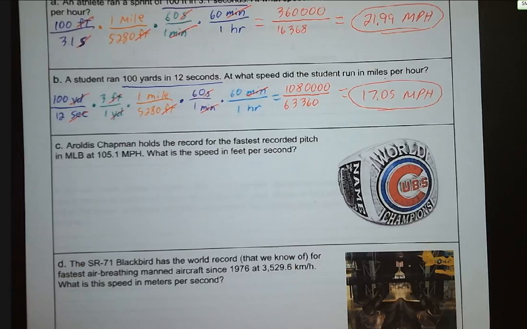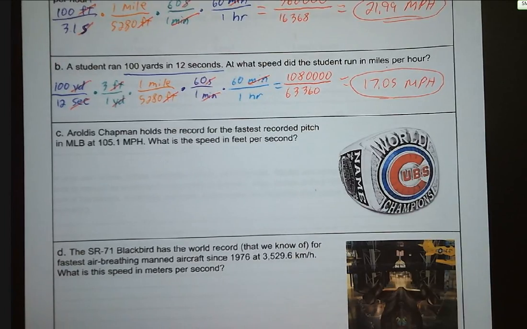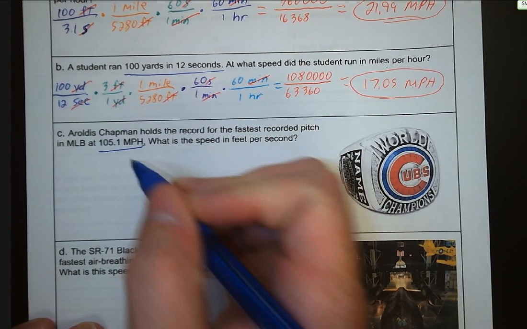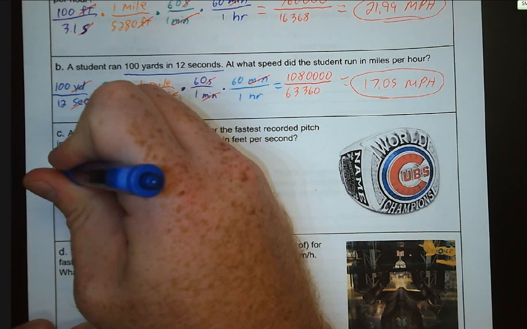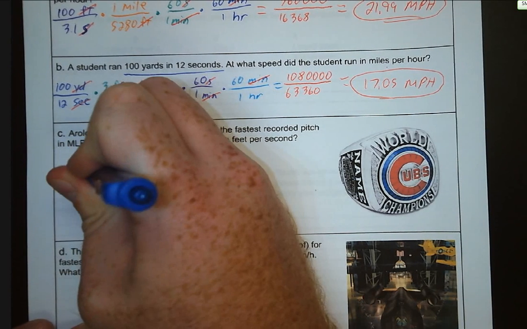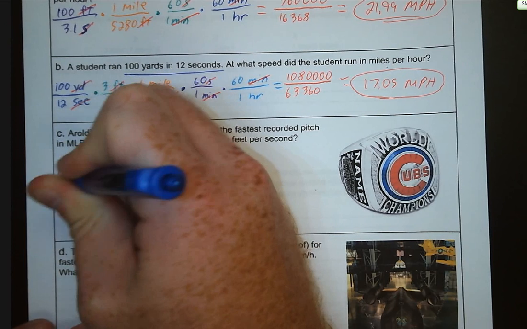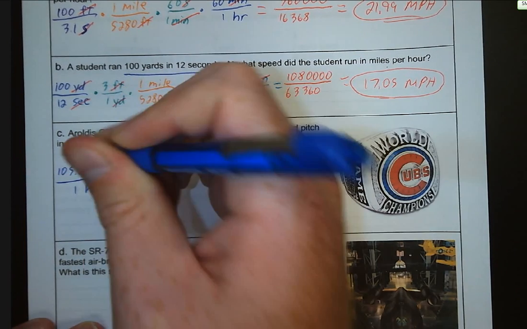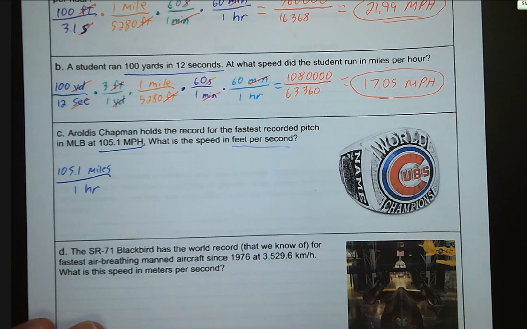Letter C, we have Aroldis Chapman, who holds the record for the fastest recorded pitch in Major League Baseball at 105.1 miles per hour. We want to know what the speed is in feet per second. All right, the first step, we know 105.1 miles per 1 hour, and I want to go to feet per second.